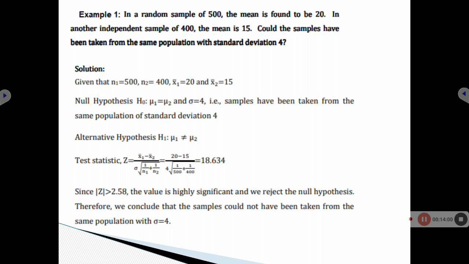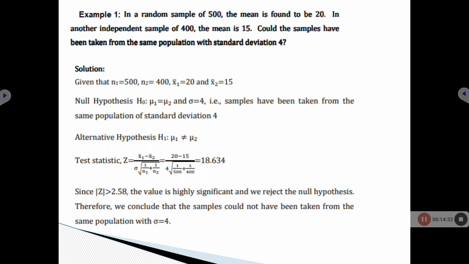Now the first step is to fix our null hypothesis. Here we fix H naught such that mu1 is equal to mu2, that is, the means of both populations are the same. The standard deviation given here is 4, so the samples have been taken from populations with the same standard deviation 4. The standard deviation for both populations is the same value.